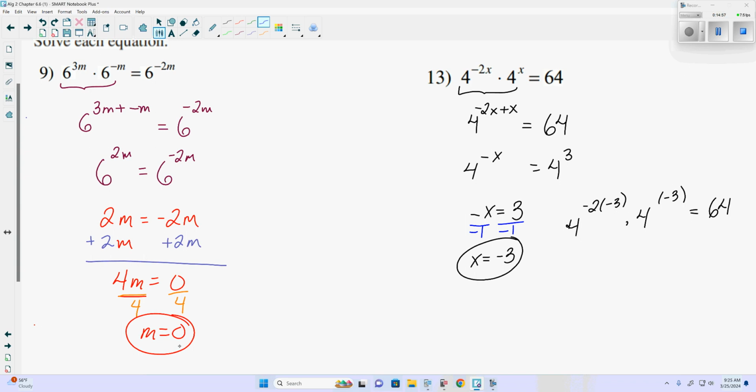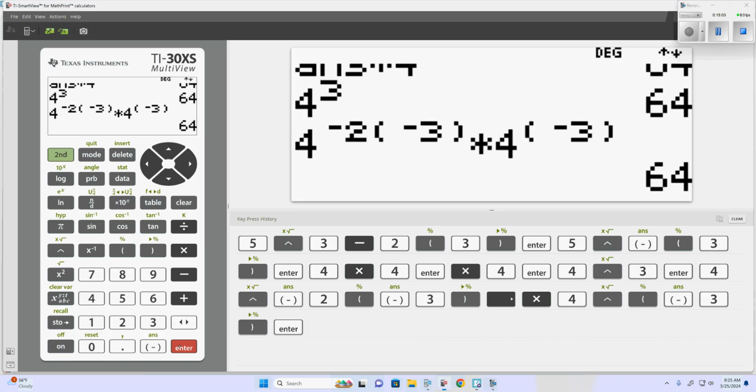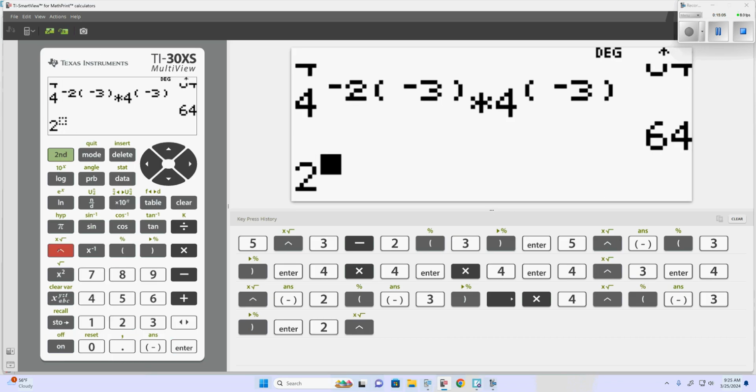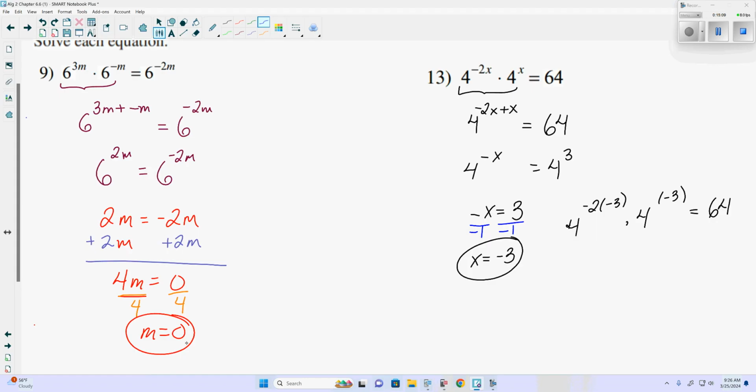Now, did we have to use 4? No. I mean, we could have rewritten this as 2, because 4 to the third is 64, and 2 to the sixth is also 64. It would have given us the same answer, but our 4 to the negative x we would have to rewrite as a base of 2. So sometimes we can go smaller with our base. It will get us to the same answer.